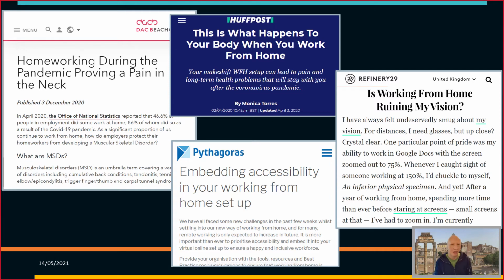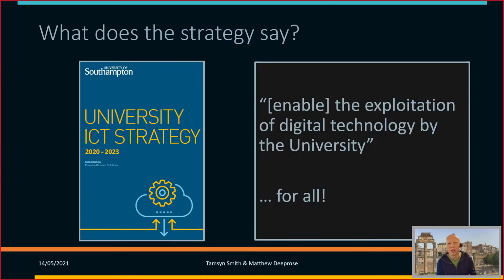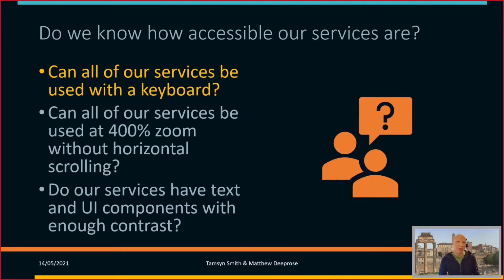You might have needed to increase your browser or operating system size for fonts, or perhaps turn on high contrast mode. And our IT strategy says that we're going to enable the exploitation of digital technology by the university. And I assume that's everyone at the university, not only those without any impairments. But do we really understand how accessible our services are?